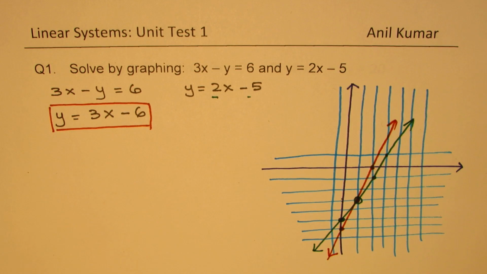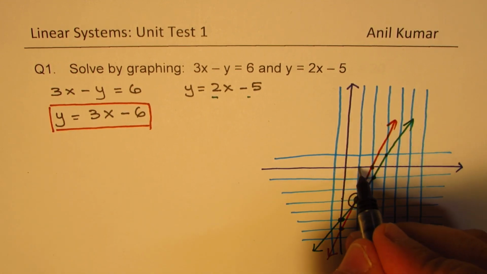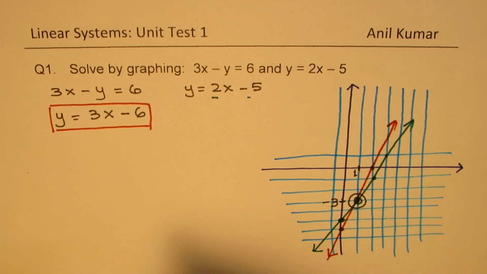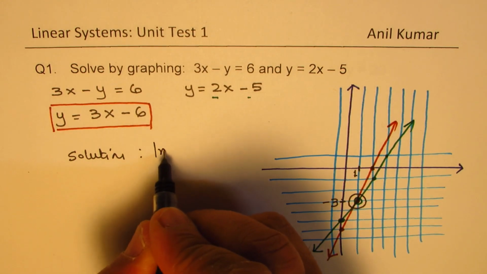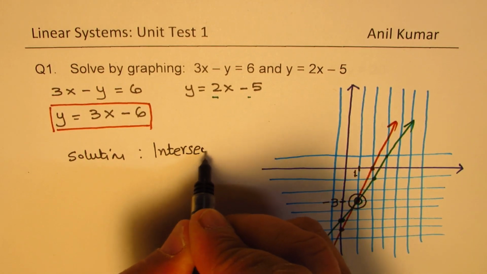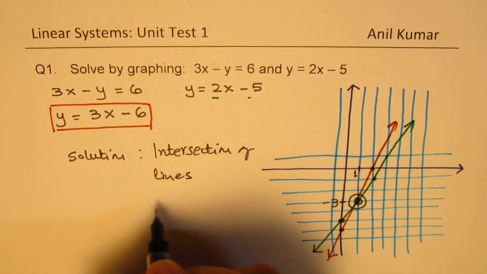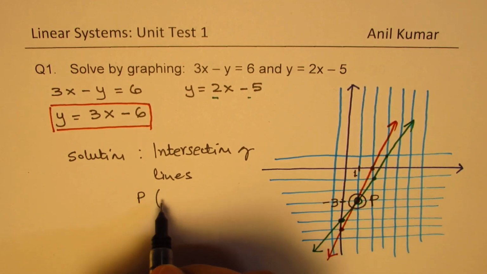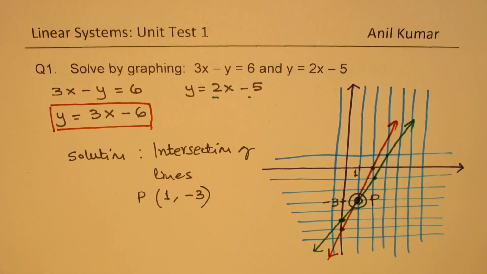The point of intersection is the solution. Perfect. So from the graph, we get the solution, which is the intersection of the lines. Let's call it point P, and the coordinates of this point are (1, minus 3), correct? So that is how you get your solution. I hope it is clear.